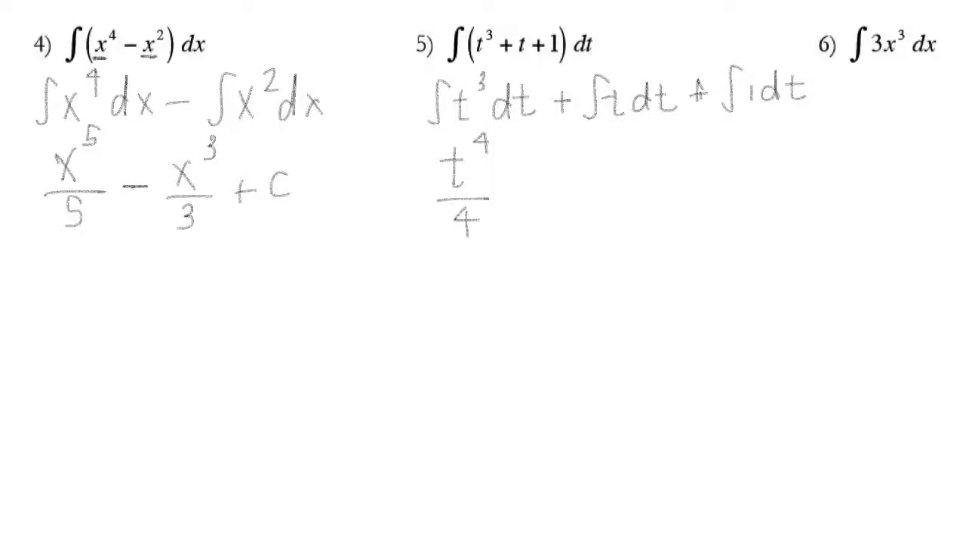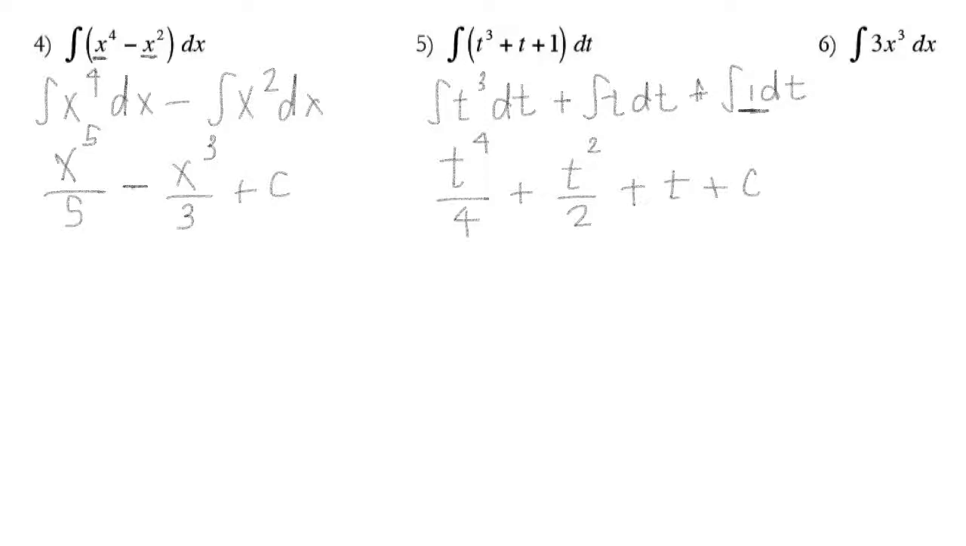plus t squared over 2 plus, well, what did I have to have here in order for me to get a 1 when I did the derivative? And it would just be t, or x if our variable was x, and then plus c. So don't let this integral of 1 fool you, and it usually trips up a lot of people. Alright, and for our last problem, well, what do we do with that 3?